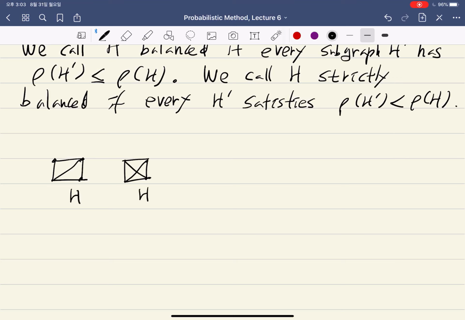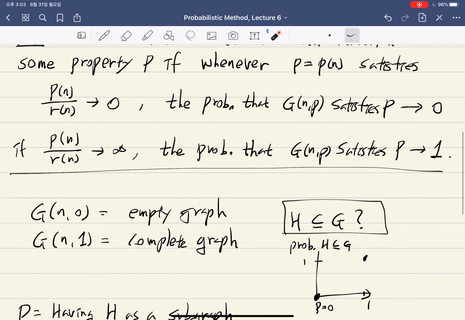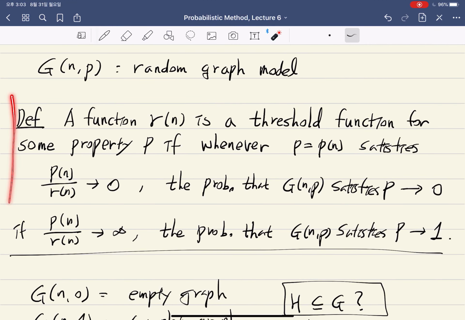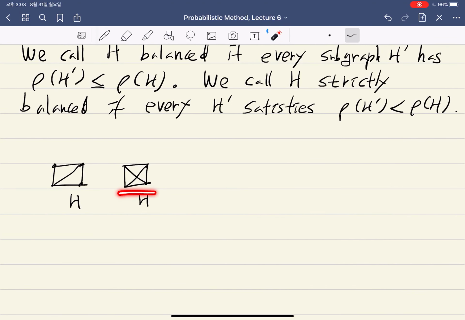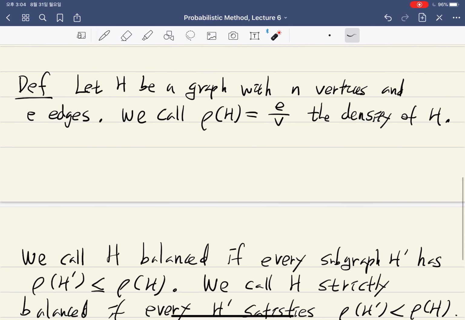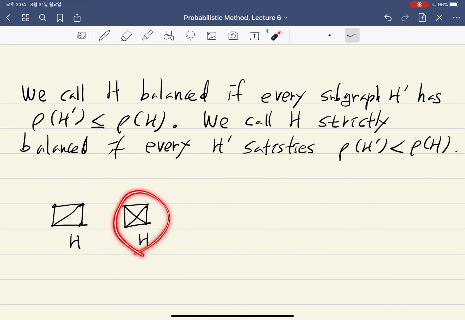so this is H and this is H, then in order to get this, if we have this threshold function for the property P having H as a subgraph, then obtaining this must be more difficult than obtaining this. Because if you already have this, then it implies also having this as a subgraph. So this suggests that if H is denser, H has more edges, so in terms of this density, if H has a higher density, then it must be more difficult to obtain.